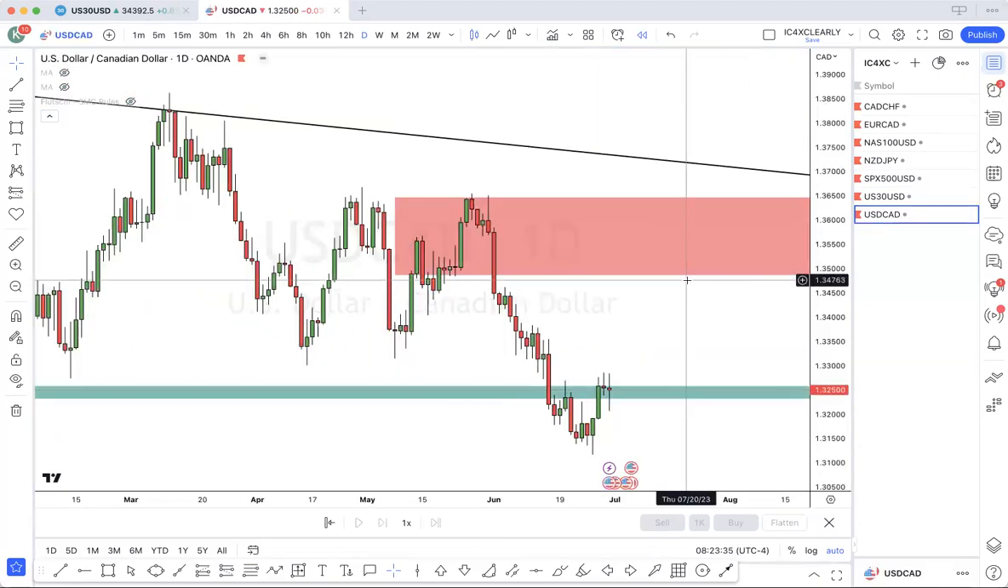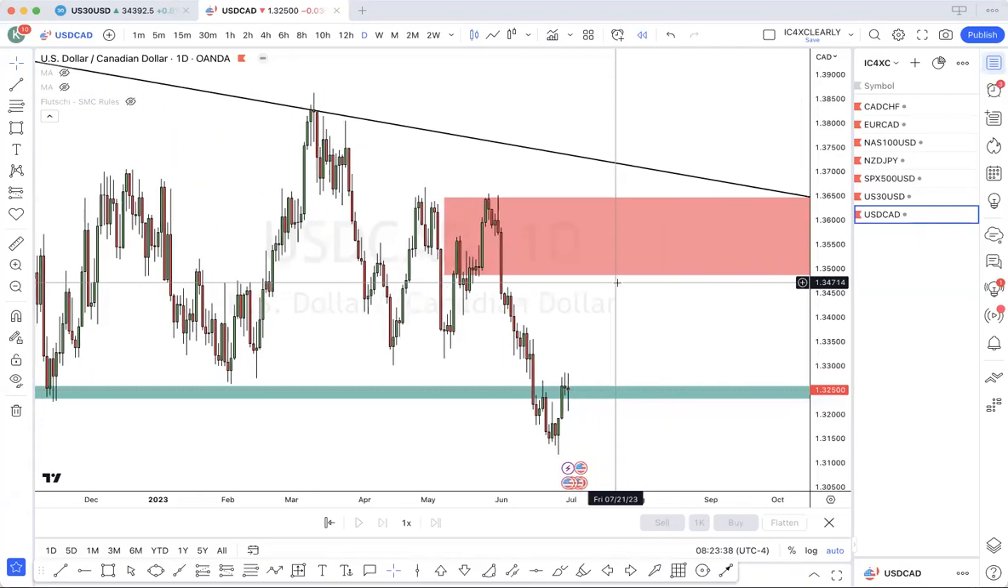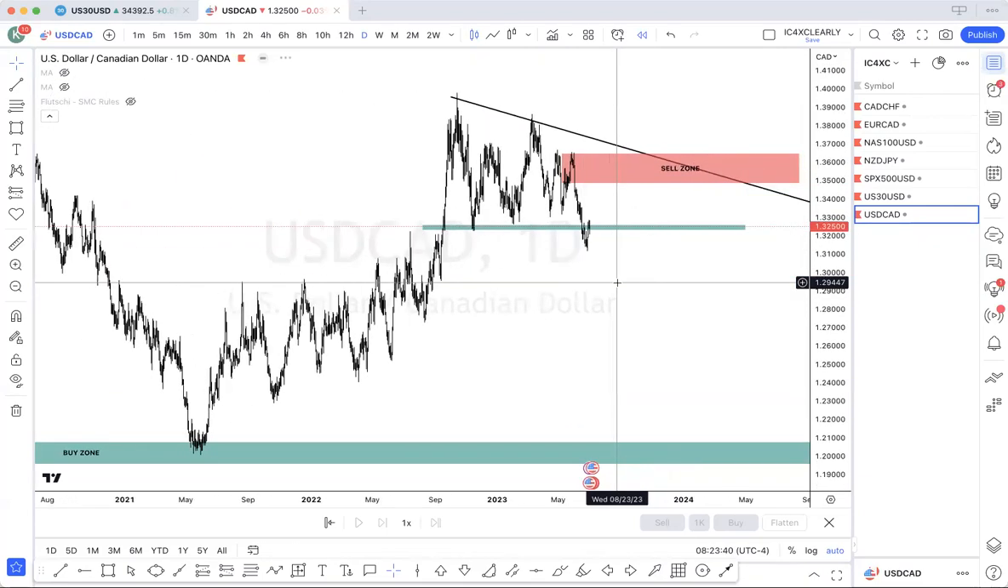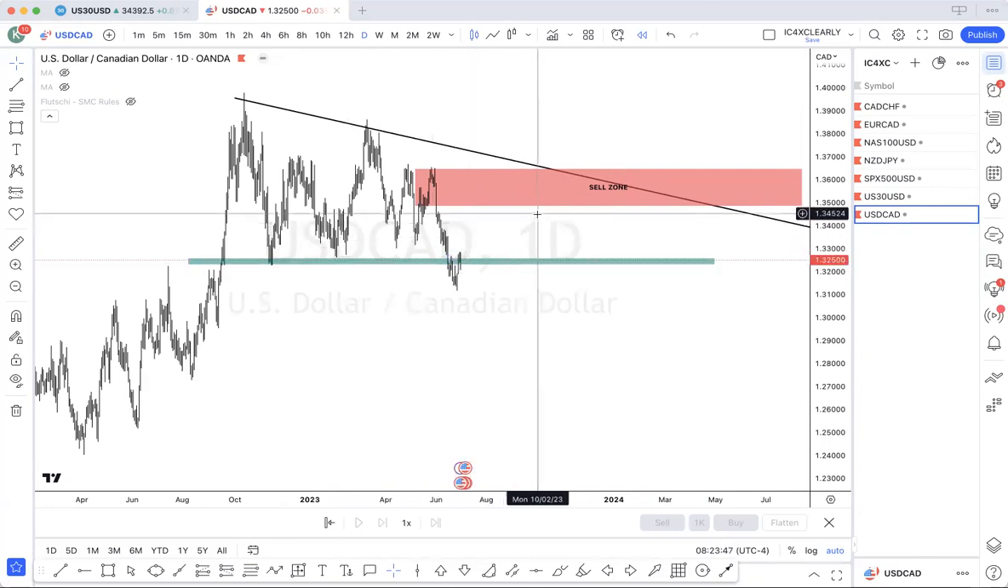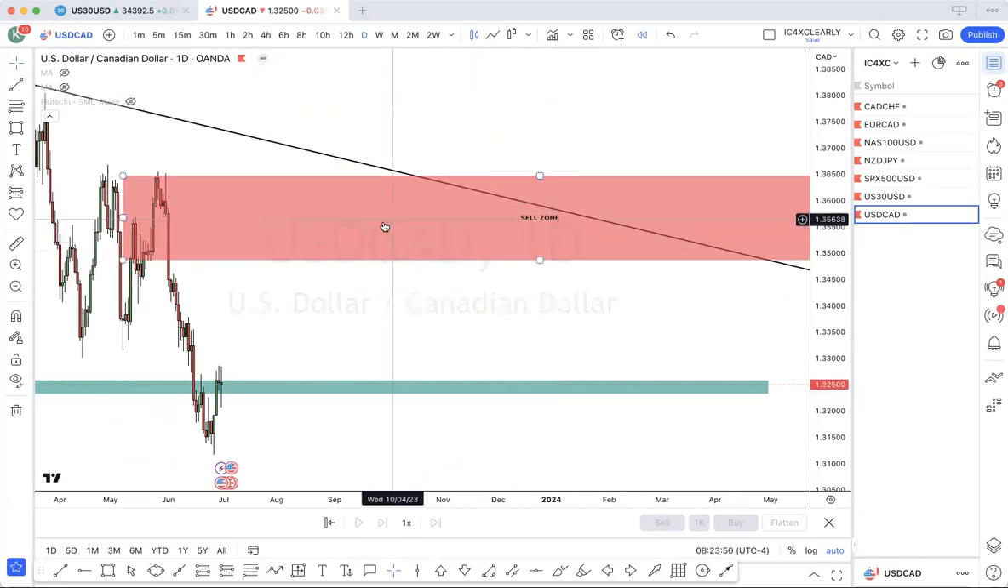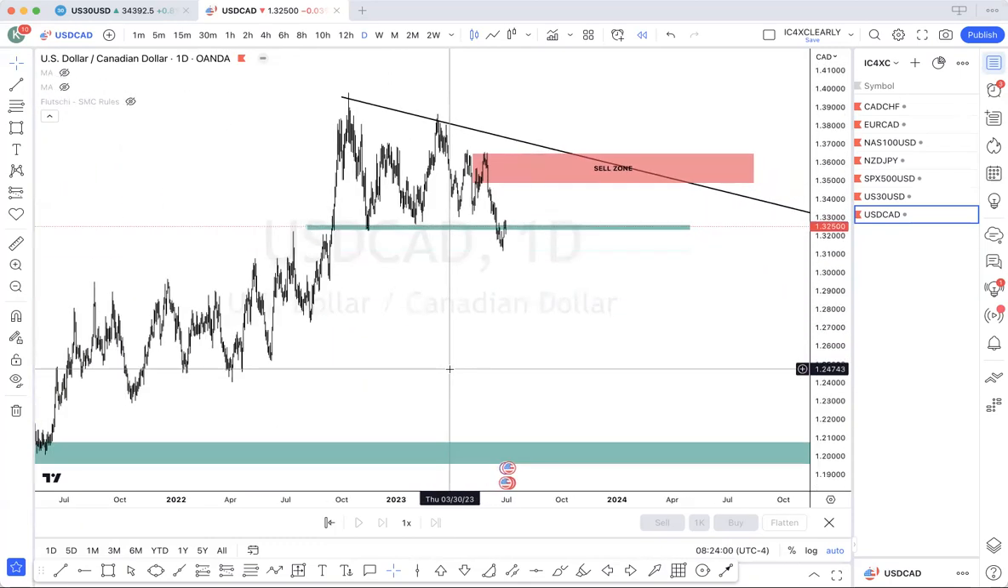And last, we have USD CAD, which we've also looked at. Because this broke structure, this level of structure here, we're looking for a pullback into the zone, possibly to clear this imbalance or 50% of it, for a pullback and a continuation of a sell. And that concludes the weekly analysis.